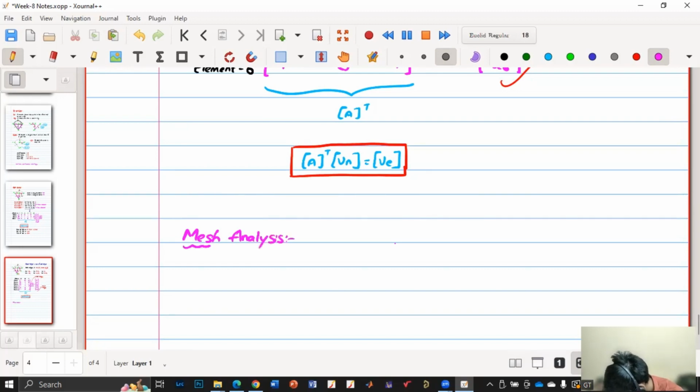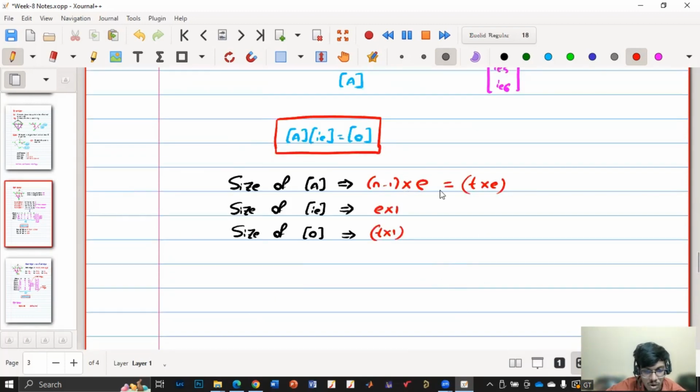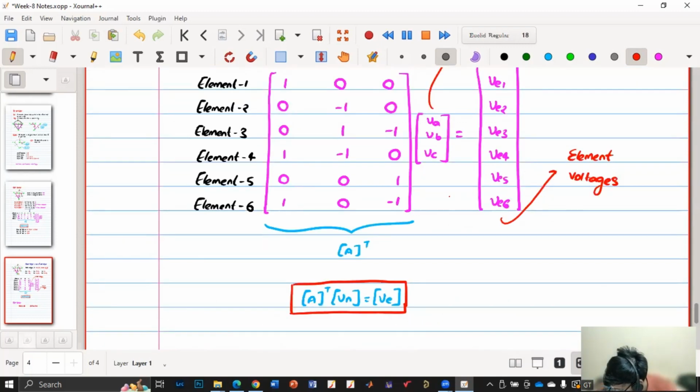So as a summary of nodal analysis, we got two equations. The first equation is A into IE is equal to 0. And the other is A transpose into node voltages is equal to element voltages. So what is the size of A? n minus 1 cross E, or T cross E, right? So now what will be the matrix size here? E cross T, right? Because it is transpose.